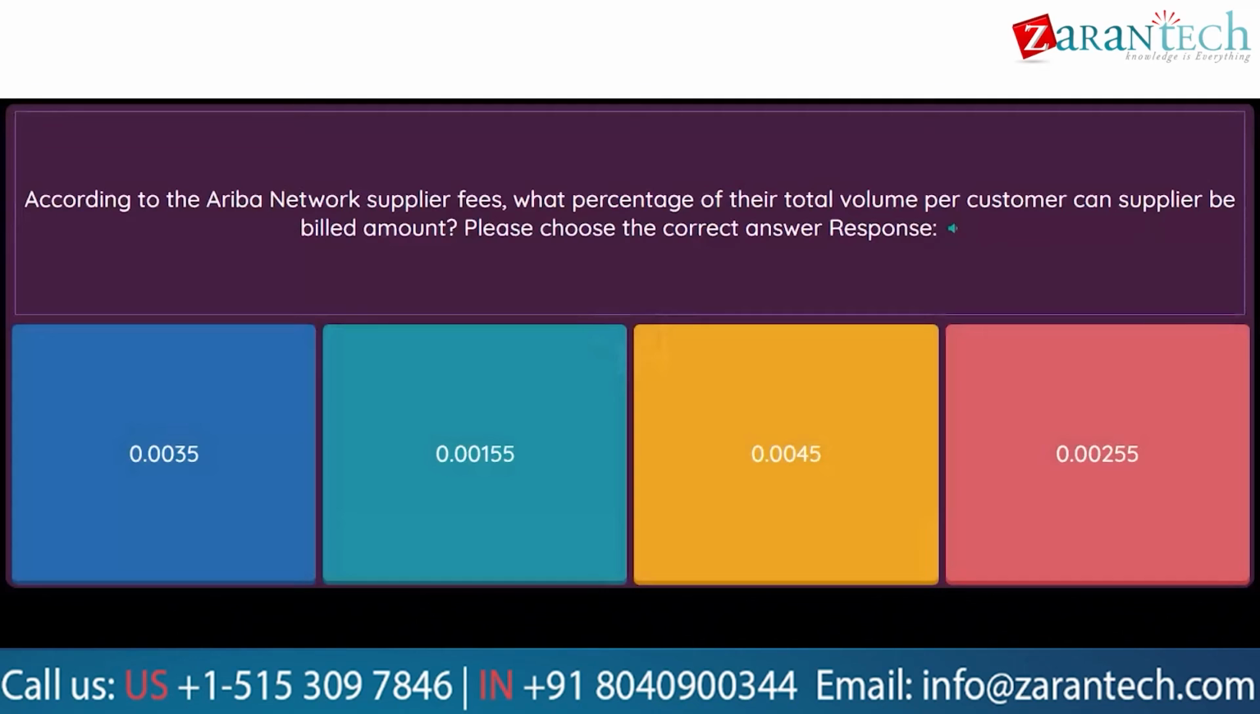Question: according to the Ariba network supplier fees, what percentage of their total volume per customer can a supplier be billed? Please choose the correct answer. Response: Option 1 0.0035. Option 2 0.00155. Option 3 0.0045. Option 4 0.00255.